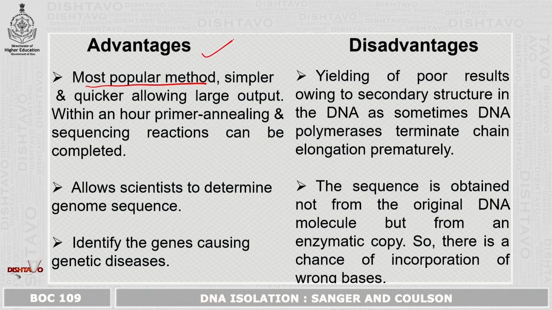If they have advantages, students, they also have disadvantages. They yield poor results owing to secondary structure in the DNA, as sometimes DNA polymerase terminates the chain elongation prematurely, beforehand. The sequence is obtained not from the original DNA. We are seeing the sequence from an enzymatic copy, so there is a chance of incorporation of wrong bases.